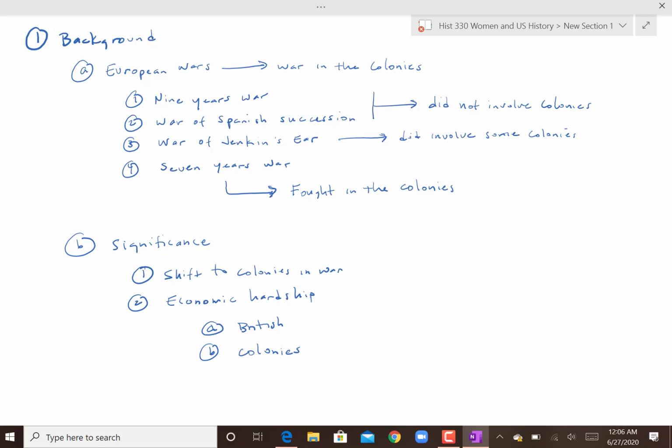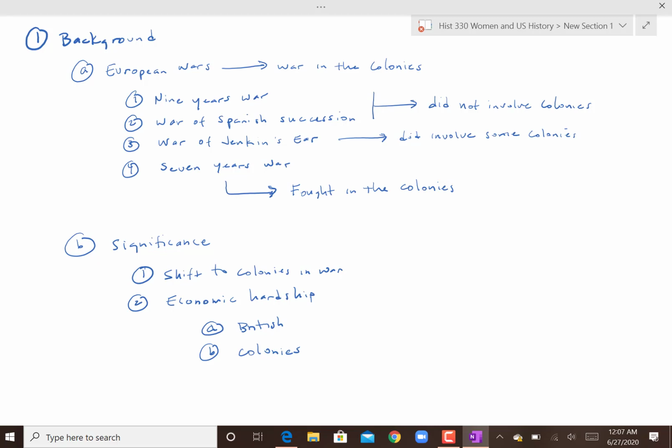But the British, with the ever-increasing pressure of the economic hardship that these mini wars had created, began to look to directly tax the colonies, with disastrous effects, as we will see.